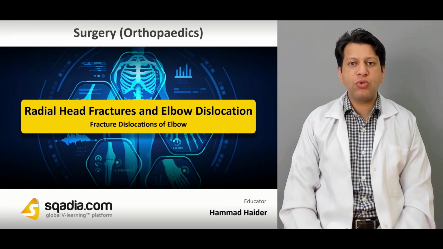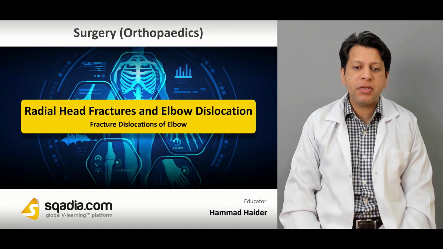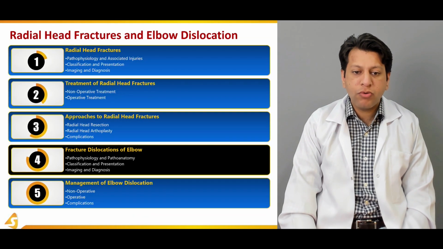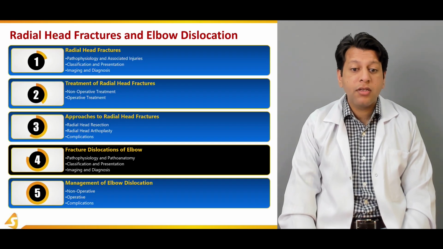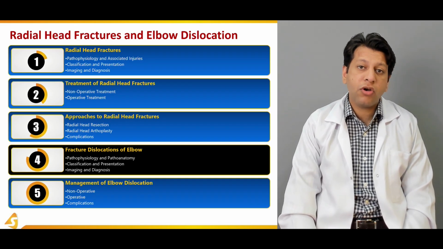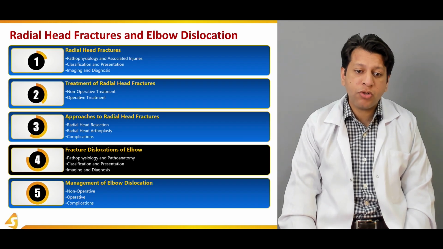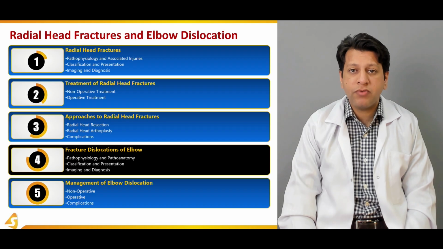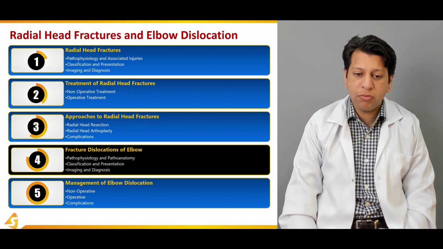Now, moving on to the other pathologies of the elbow, especially the fracture dislocation of the elbow. In this section, we'll be going through the pathophysiology and pathoanatomy of elbow dislocation, its classification, and how a patient presents with an elbow dislocation, and how we can diagnose and what are the different imaging we need to do, especially in the case of elbow dislocation.